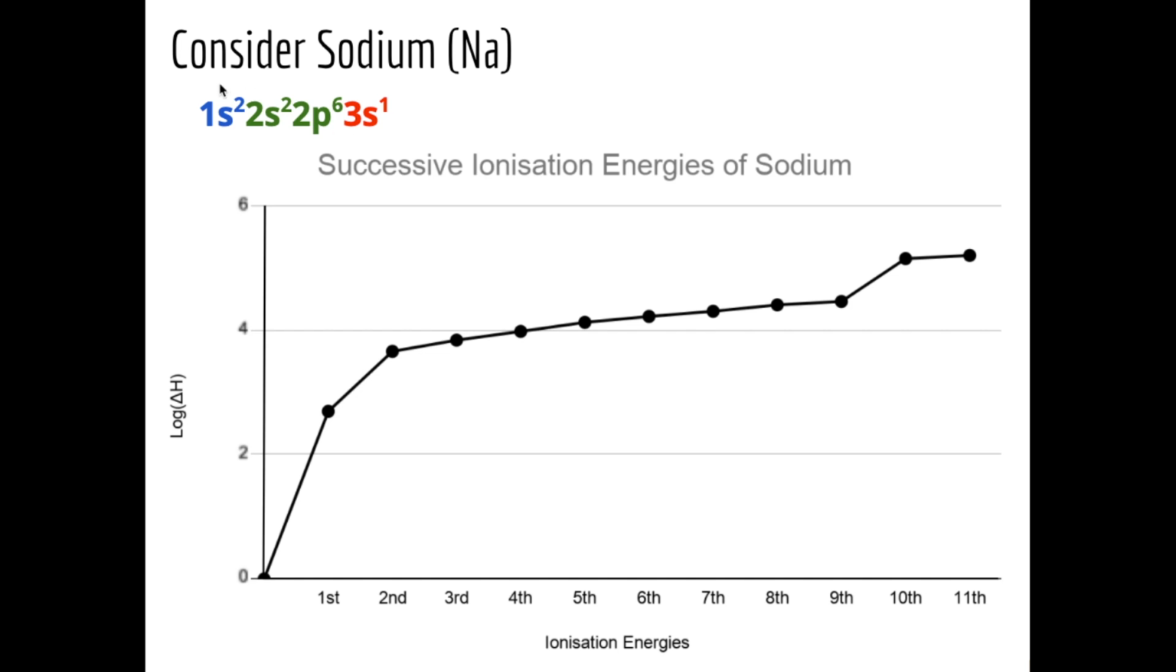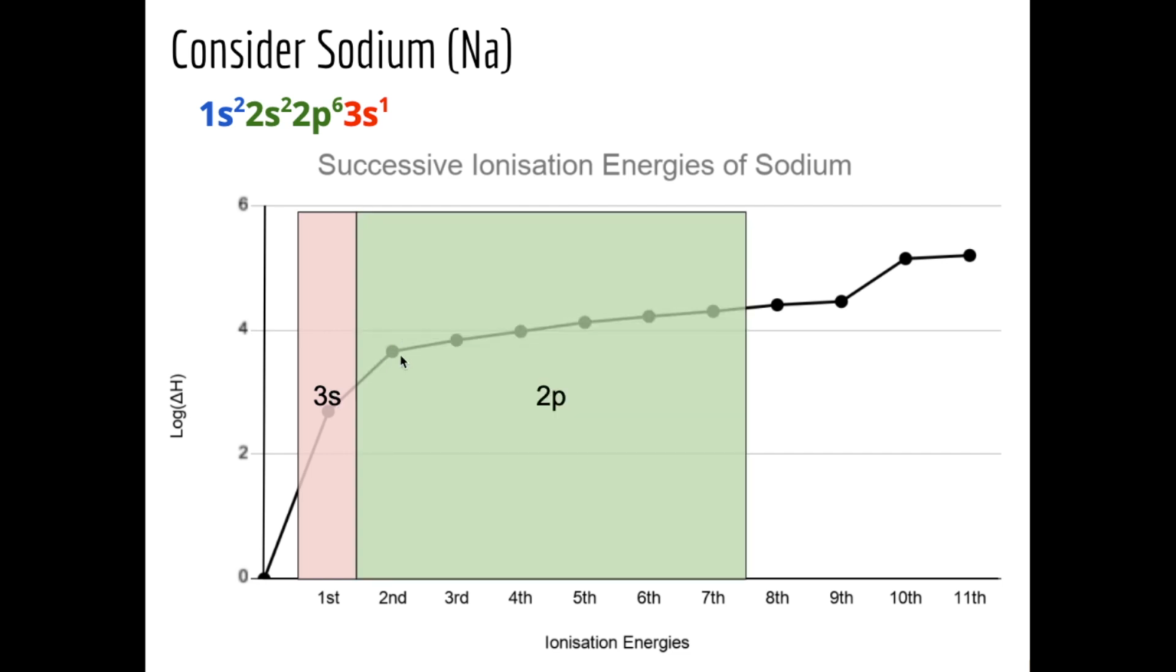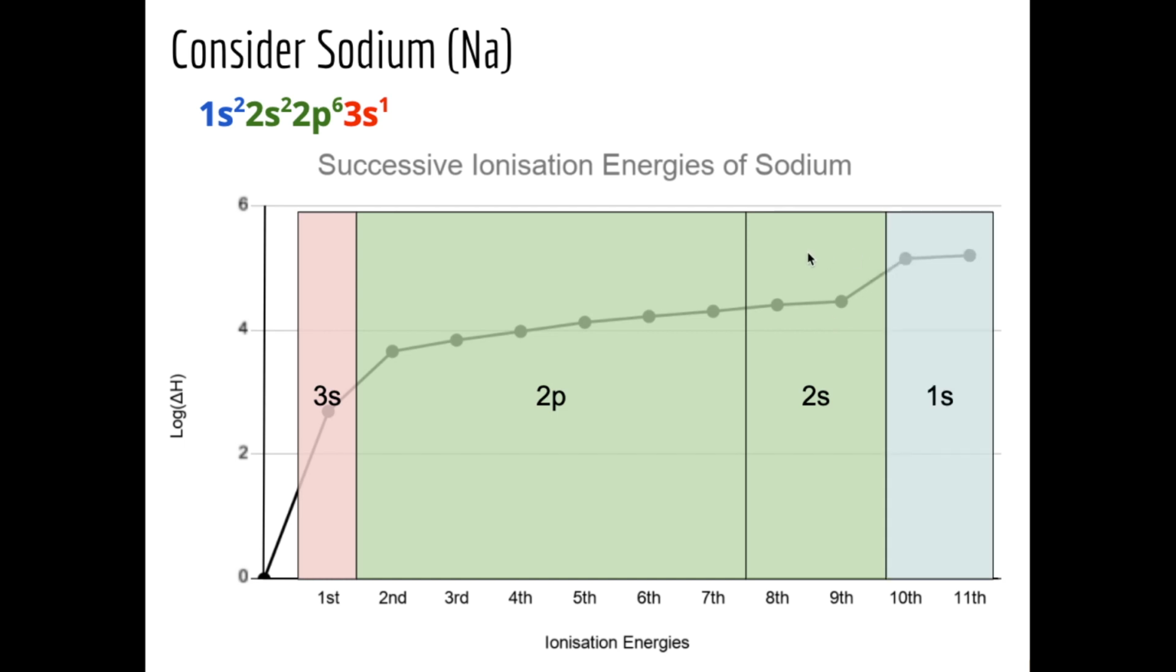So look up here, I've color-coded my quantum levels, quantum level 1, quantum level 2, and quantum level 3. We can see that the 3s1, the outermost electron, is the easiest to get rid of. It takes the least amount of energy. Then you have a big jump between the third quantum level and the second quantum level, where we've got our 6 2p electrons, and then our 2s electrons. And then we see the jump between the quantum levels again, where we have our 2 1s electrons.